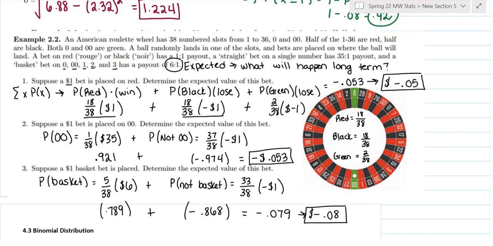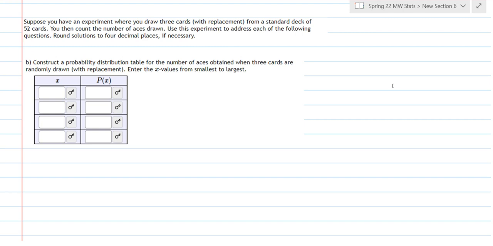Okay, so let me see. So let's look at this problem. So suppose you have an experiment where you draw 3 cards with replacement. So that means we're going to put the card back in every time. So every time you do the experiment, 52 cards from a standard deck. Then count the number of aces. And then we're going to construct a probability distribution for the number of aces obtained when 3 cards are randomly drawn. So why don't you guys work on this for a second?